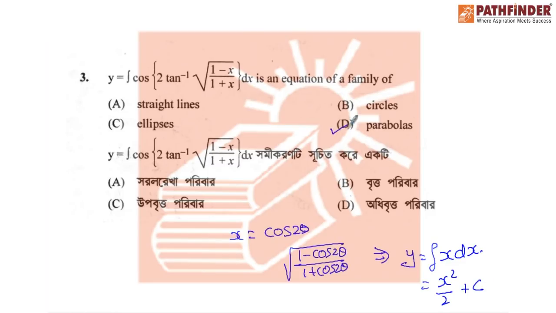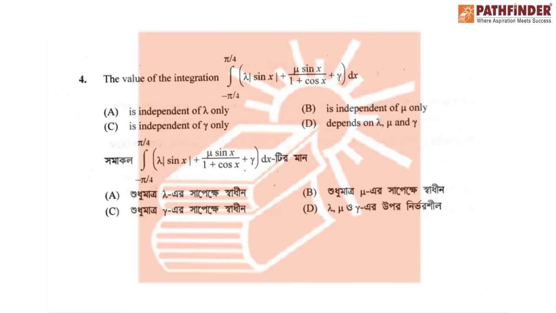It is a very easy question. Just by substituting x equal to cos 2 theta, this entire term will break down as x. Finally it will come as x only, cos inverse of 2 theta, this entire thing. So x square by 2 plus c, that is option D. Move to the next question, which is question number 4.